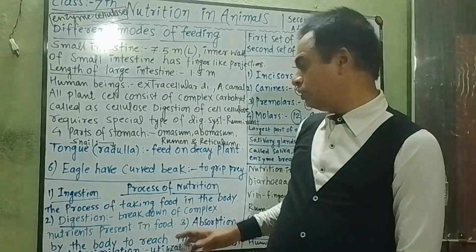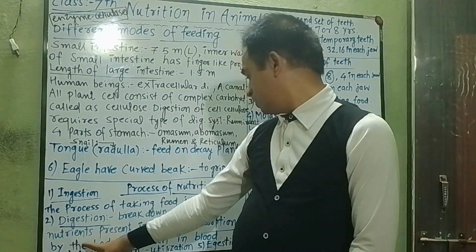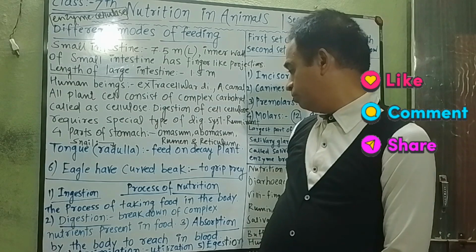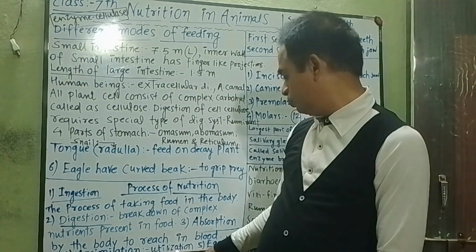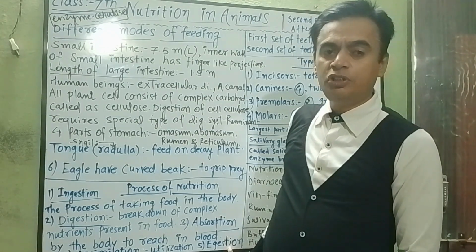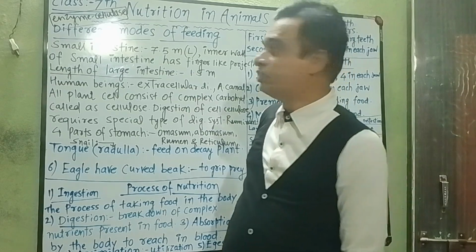आणि तिसरी आहे ऍब्सॉर्प्शन. ऍब्सॉर्प्शन मध्ये काय होतं मग? Nutrients are absorbed by the body and reach the blood. नंतरची आहे assimilation. याच्यामध्ये utilization of the food होतं. आणि egestion मध्ये expulsion of the food out of the body through the anus, it is called egestion.